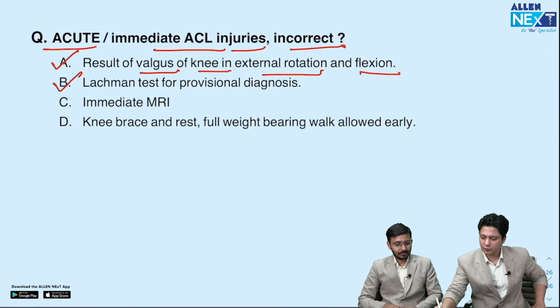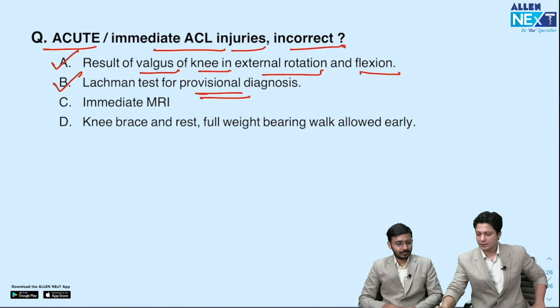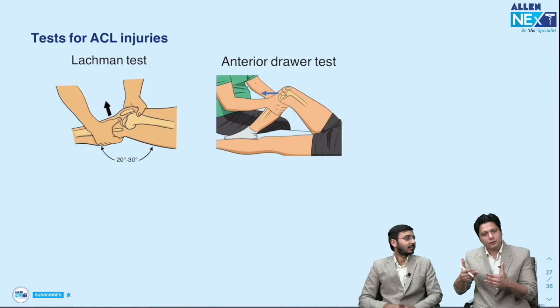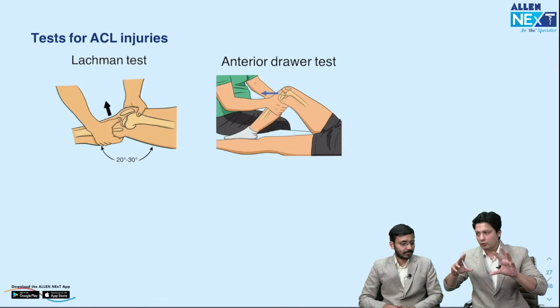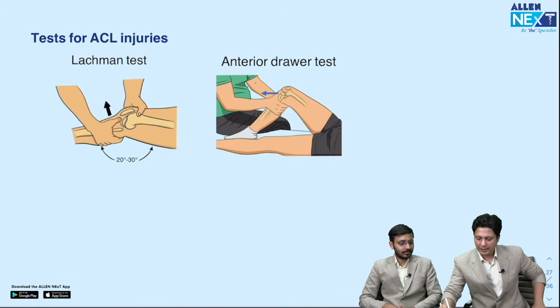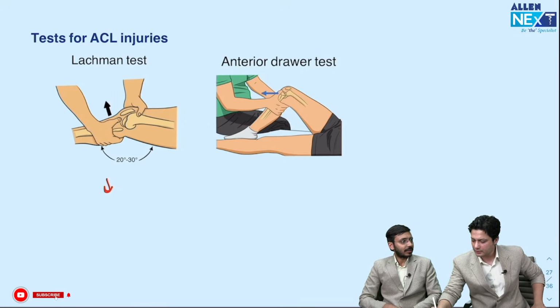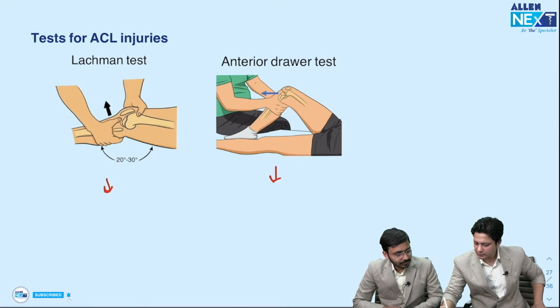Next, the Lachman test for the provisional diagnosis. There are 2 tests available in order to diagnose the condition provisionally. Out of these 2 very commonly performed tests, Lachman is given priority in acute injuries, in comparison to the anterior drawer test. Now the difference is very clearly evident.